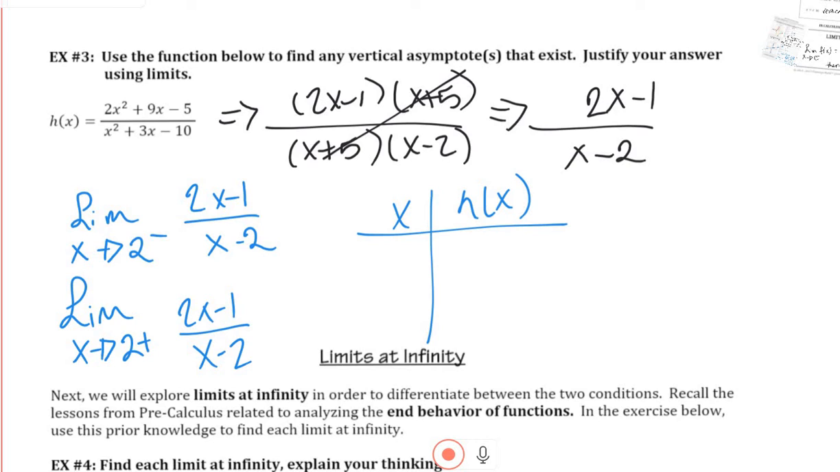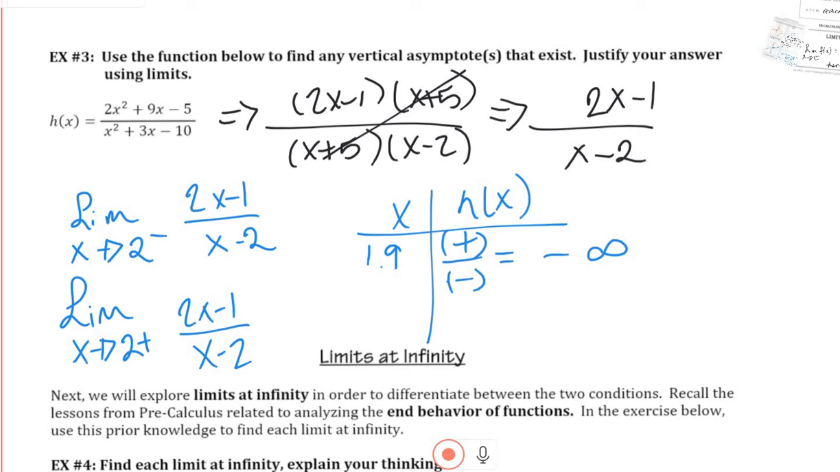2 from the left means something a little bit less than 2. So again, I'm just going to go with that standard 1.9. Think about what's happening if you plug in 1.9 into this. 1.9 times 2 minus 1 is still going to give you a positive number. And then 1.9 minus 2 is going to be a negative number. Anything less than 2 minus 2 is going to be negative. So I know that that is going to be negative infinity.